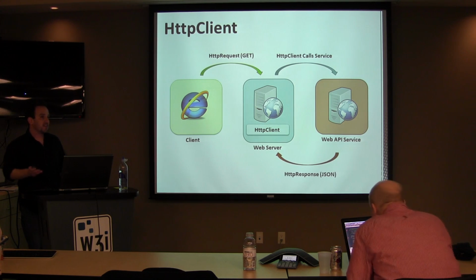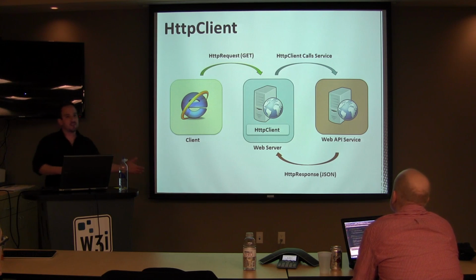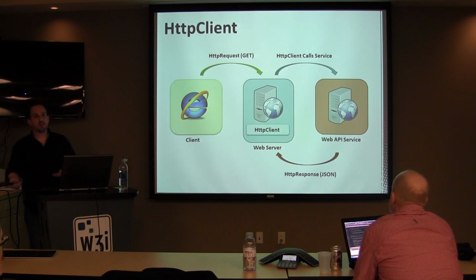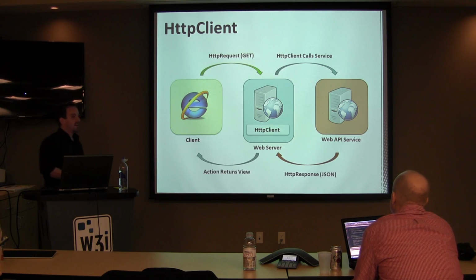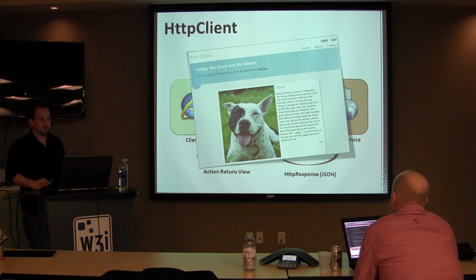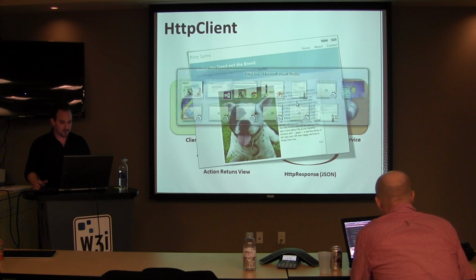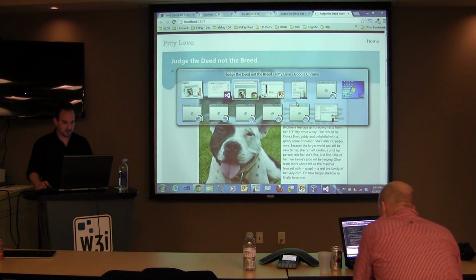HTTP client is going to serialize that into our list of dogs. We're going to hand that off to the Razor View engine. It's going to do its magic, create the markup, send the markup back to the client, and the browser will then render that markup to the screen. So let's take a look at the HTTP client and how it can help us in strange situations like this.